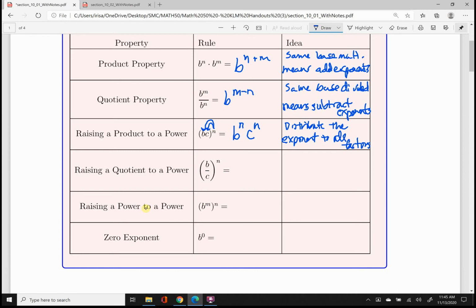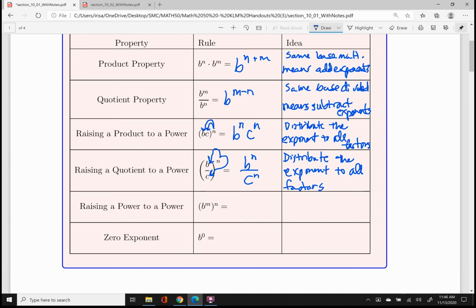Okay, so similarly, but now we're dealing with a quotient instead of a product inside of the quantity, you're going to distribute that n exponent to both of the factors in the quotient. So it'll be b to the n power over c to the n power. So distribute the exponent to all factors. Again, basically has the same idea, it's just you're dealing with a quotient inside instead of a product.